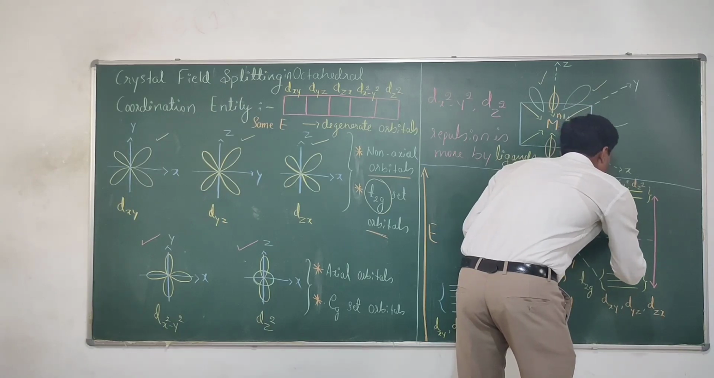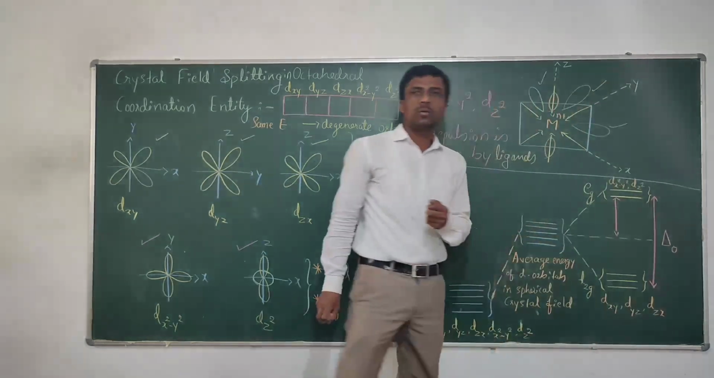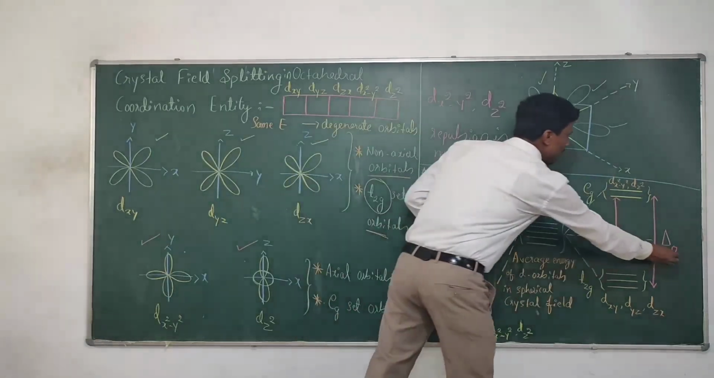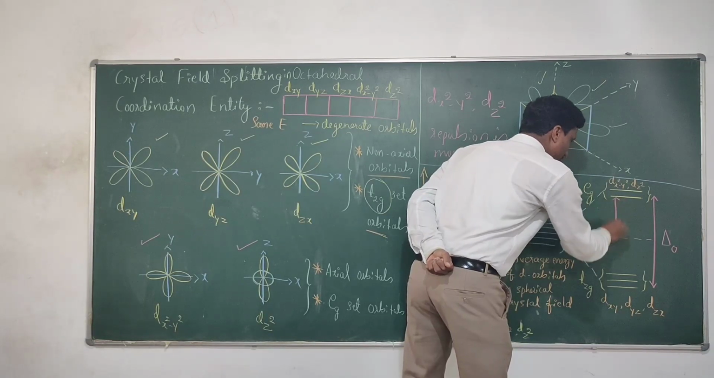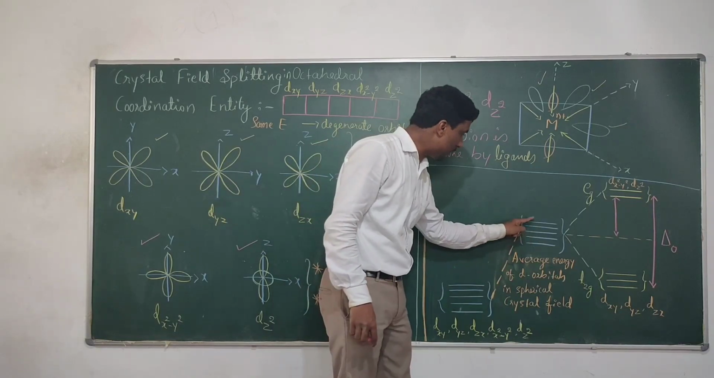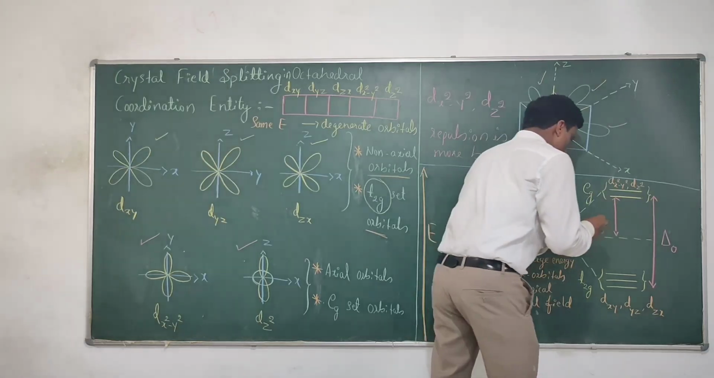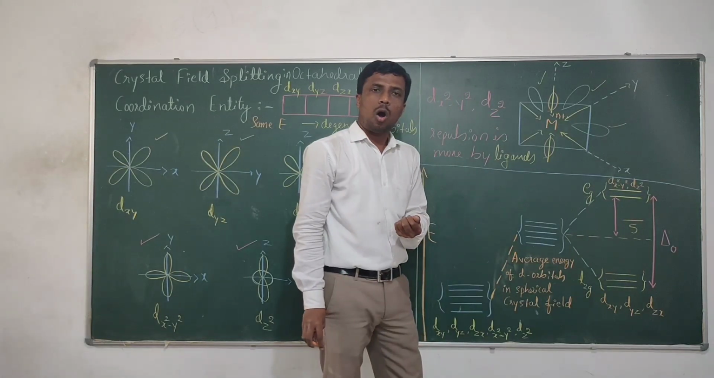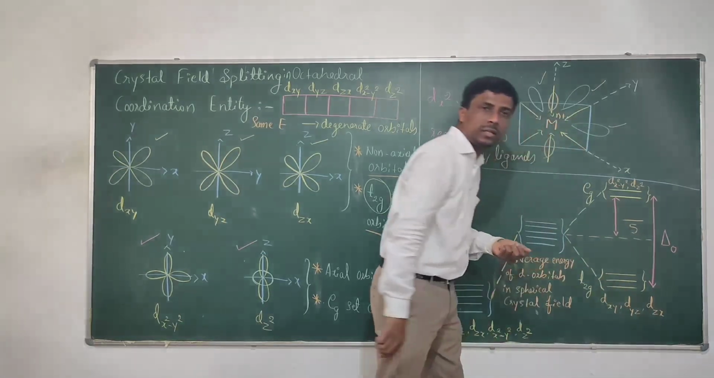Now this is what? This is delta O. Delta O means what? Crystal field splitting in octahedral coordination entity. O stands for octahedral coordination entity. This is the energy difference for each set of orbitals in comparison with the 5 d orbitals. Okay. Here 5 orbitals are present totally. The energy of these 2 is more than these 3.